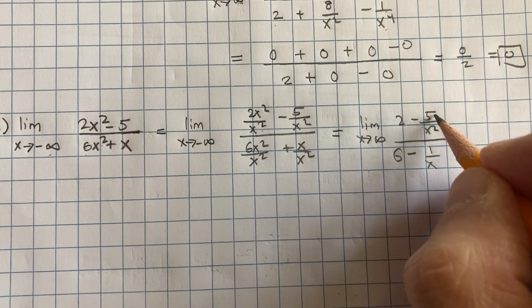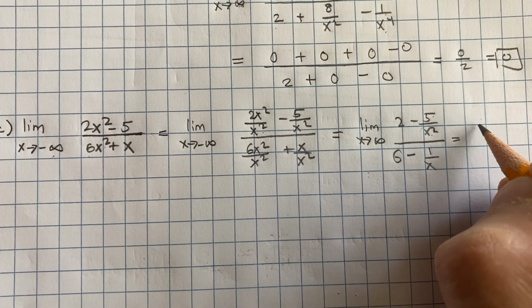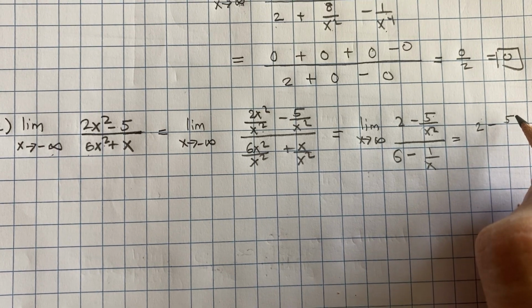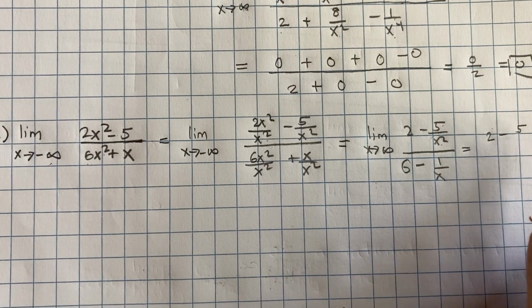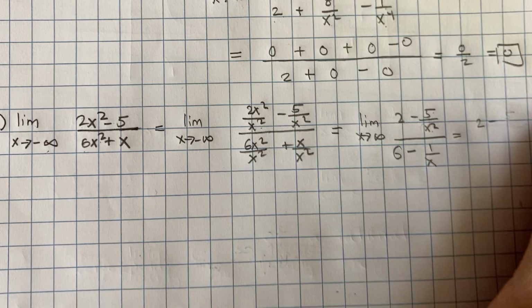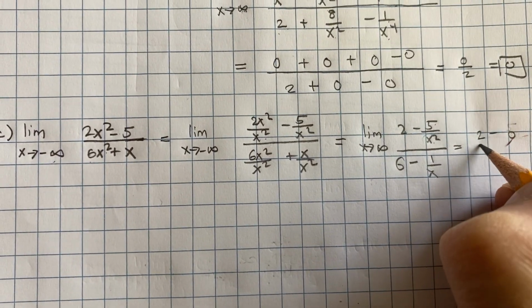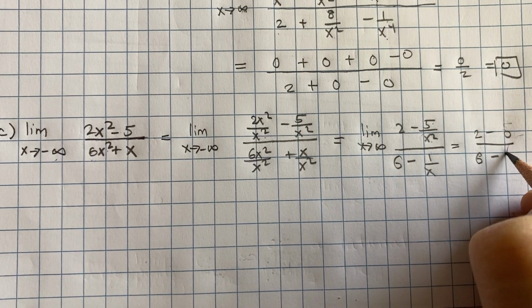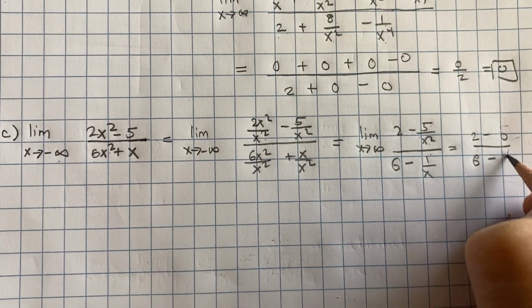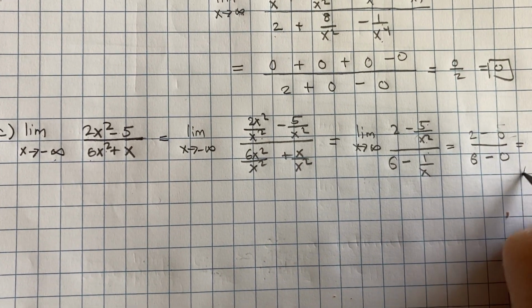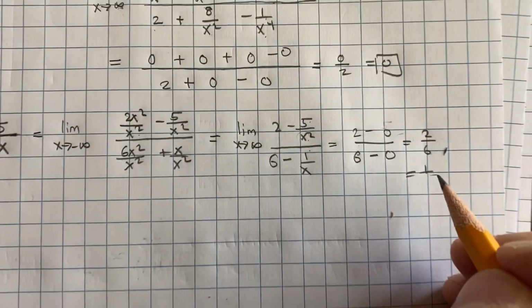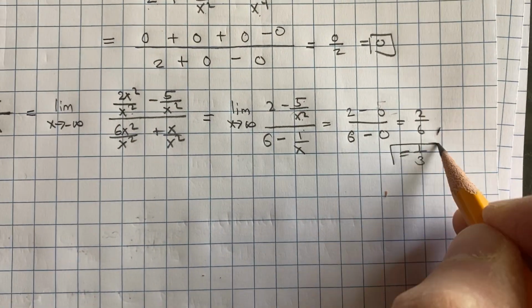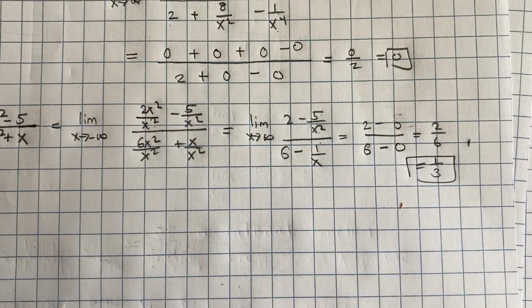2 minus 5 over a large number is just 2, right? You could just say 2 minus 0, which is just 2. And then 6 minus a very, very large number, 1 over a large number is just 0. You're going to get 2 over 6, which is 1/3. And that is how you would show your work on a problem like this.